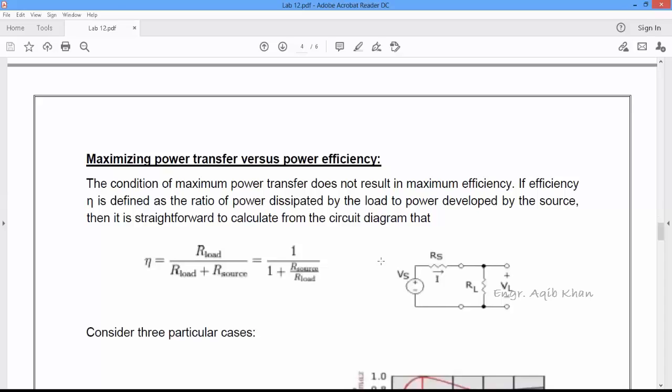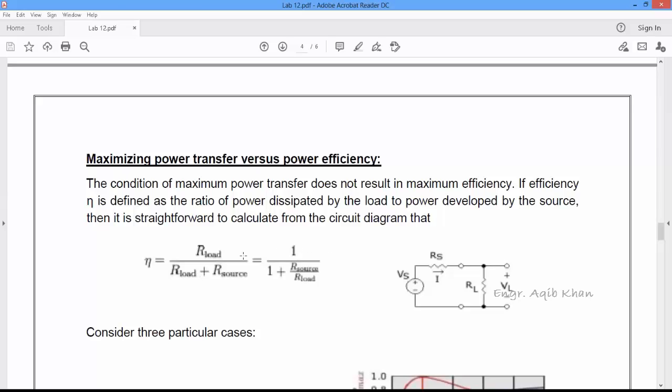Then maximizing power transfer versus power efficiency. The condition of maximum power transfer does not result in maximum efficiency if efficiency is defined as the ratio of power dissipated by the load to power developed by the source. Then it is straightforward to calculate from the circuit diagram, that is this Vs in series with Rs and RL. Efficiency is equal to R load divided by R load plus R source.